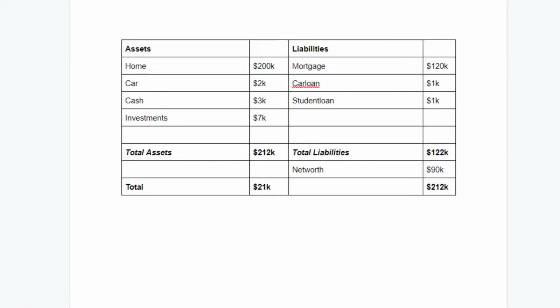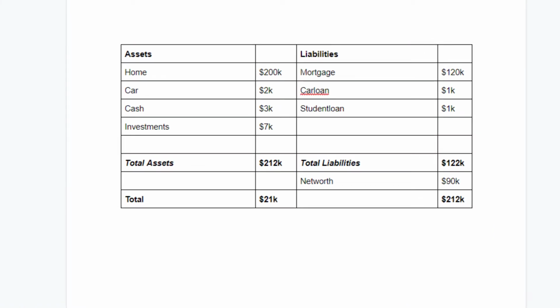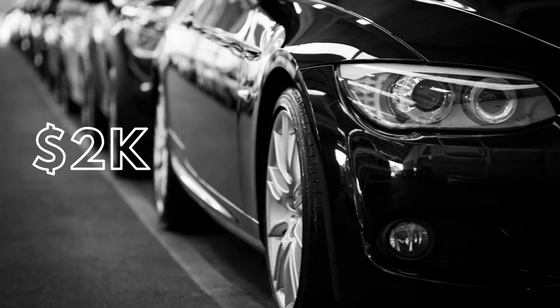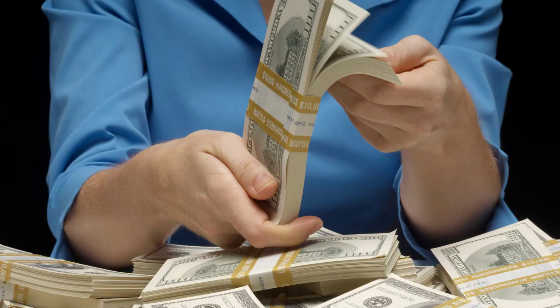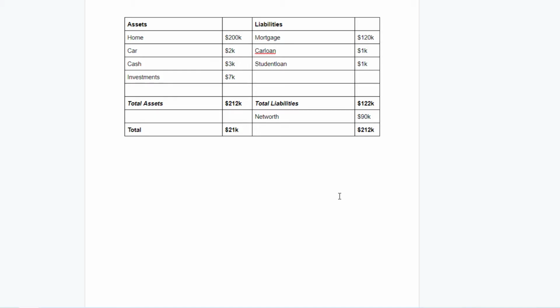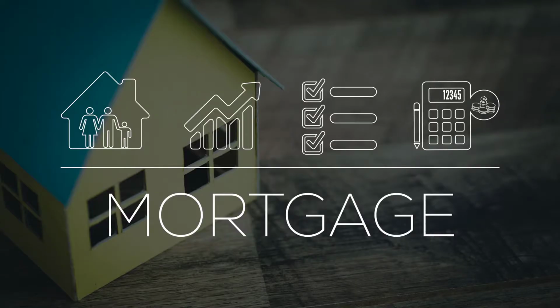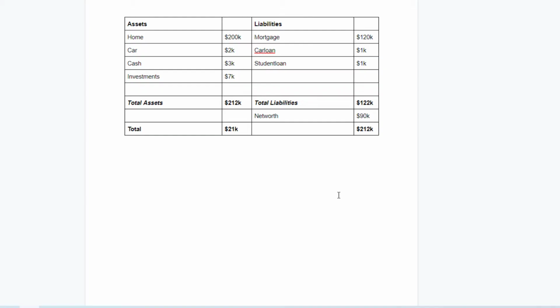The easiest way to understand this is to look at your own finances. Let's say you have a house worth 200k, a car worth 2k, cash worth 3k, investments worth 7k. On the liability side you have a mortgage for that house, 120k. You have a car loan of 1k and you have a student loan of 1k. So the total assets are 212k and the total liabilities are 122k. And the difference between those two is the net worth. So if you add the net worth, then the liabilities including net worth are also at 212k. It's also how it works for companies.